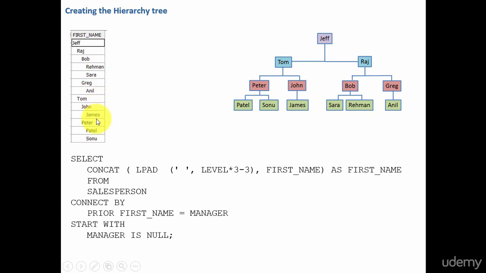To form this hierarchy, we use the concatenation functions. Using the pseudo column LEVEL, we left pad with spaces to form the hierarchy. And the remaining syntax is the same. We are using CONNECT BY and how they are connecting, and START WITH manager is null. Now let's go and create this hierarchy tree.